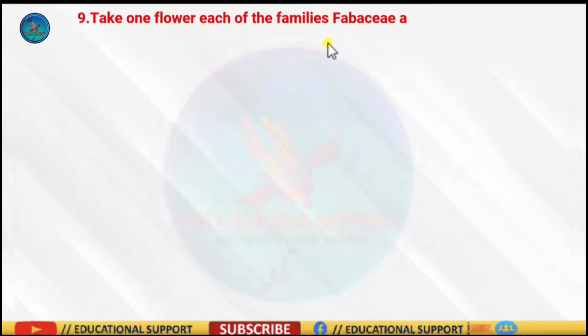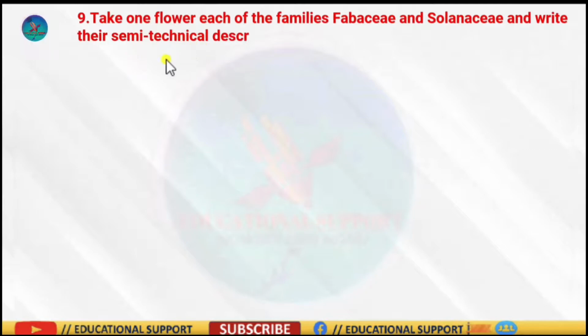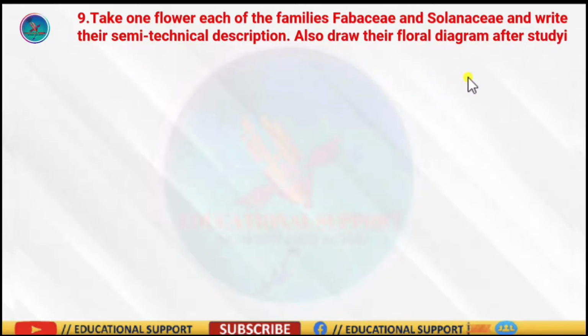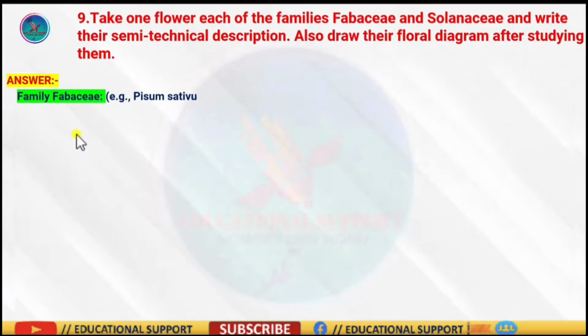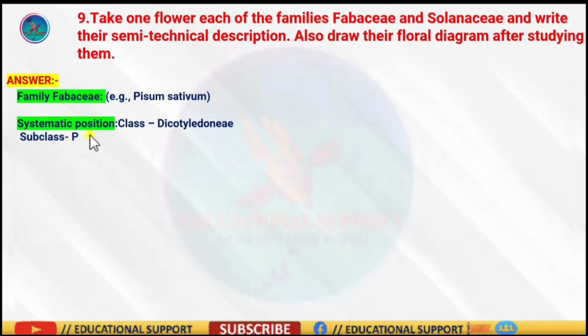Question number 9 is, take one flower each of the families Fabaceae and Solanaceae and write their semi-technical description. Also draw their floral diagram after studying them. So suppose we took the flower of the pea plant, family Fabaceae, and it means pea. So Fabaceae or Papilionaceae is a subfamily of the Leguminosae family.